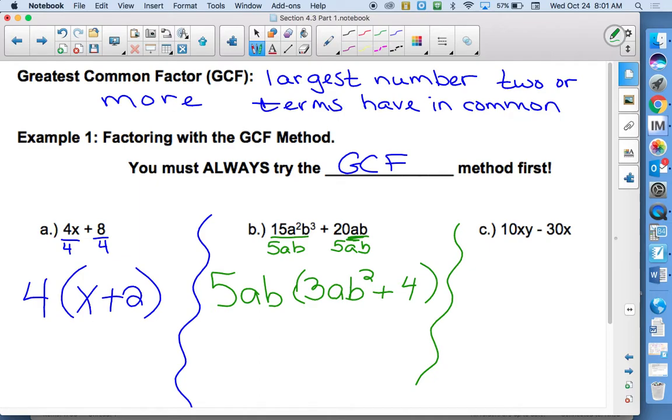Abby, what do you think? The GCF would be 10x. No y? No, because 30x doesn't have a y, it just has an x. So just 10x, and then when we divide by 10x, Abby, you get y minus 3. Yeah, y minus 3.